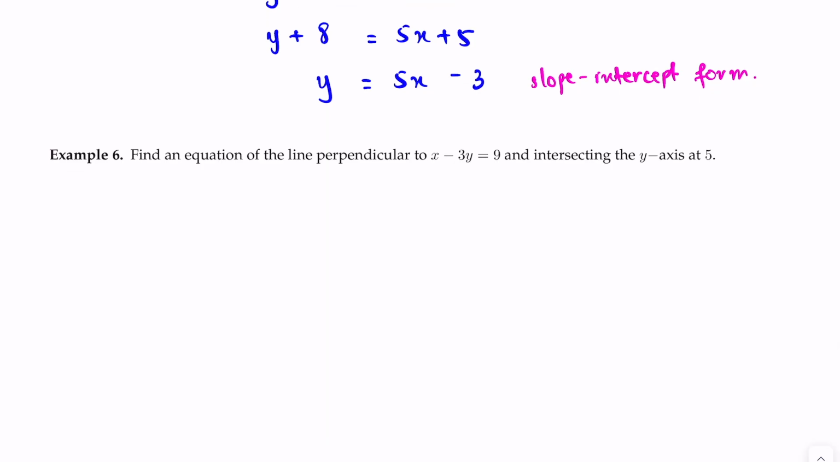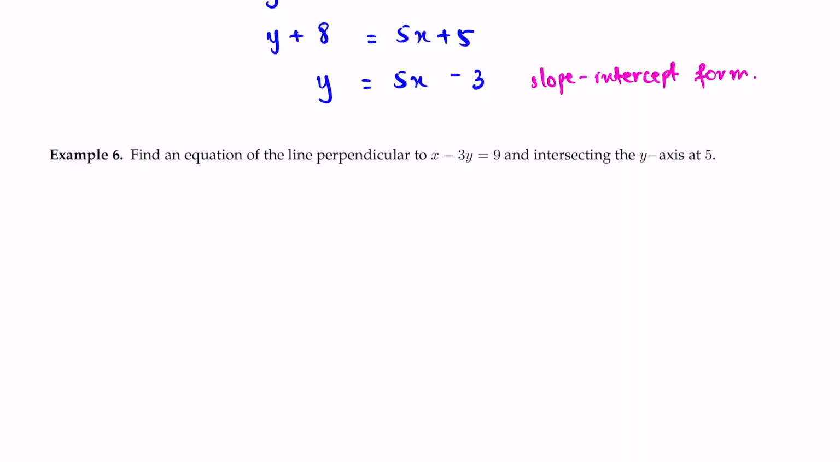Now example 6. Find an equation of a line perpendicular to a given line, x minus 3y equals 9. So the line is given in the general form, or the standard form. You need to do some manipulations here to get y equal to something. Why do we need to do some manipulations here? Because you need to extract the slope.